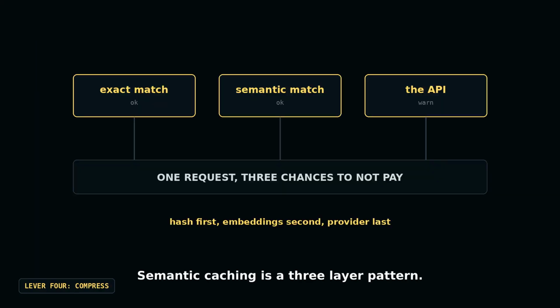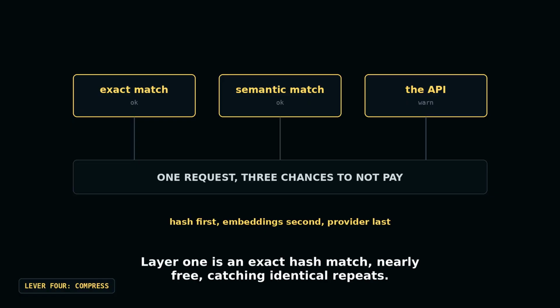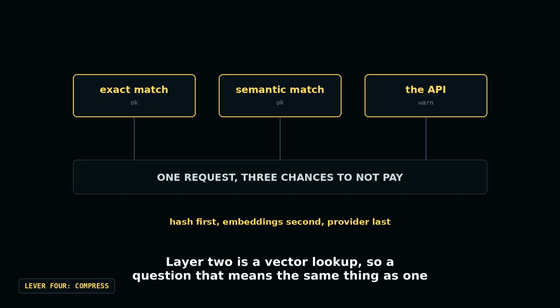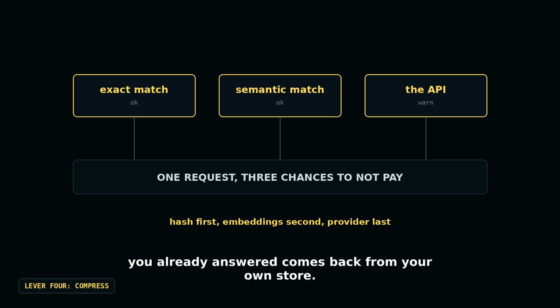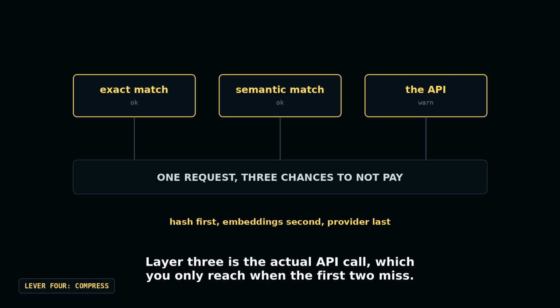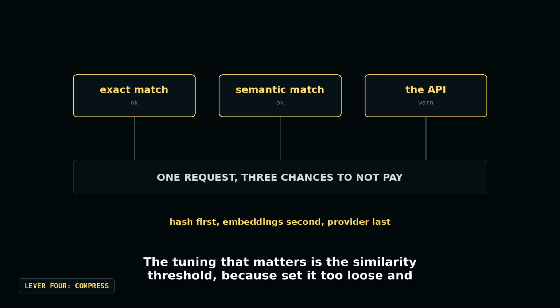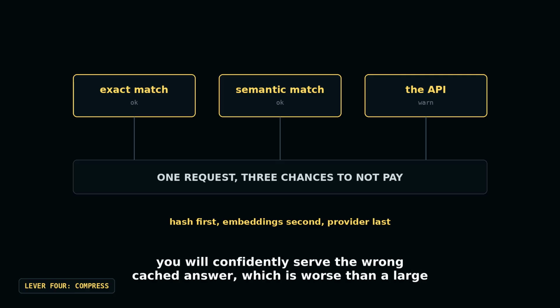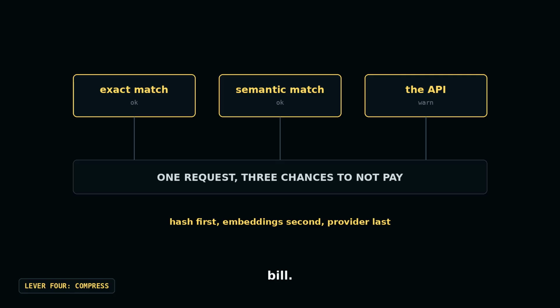Semantic caching is a 3-layer pattern. Layer 1 is an exact hash match, nearly free, catching identical repeats. Layer 2 is a vector lookup, so a question that means the same thing as one you already answered comes back from your own store. Layer 3 is the actual API call, which you only reach when the first 2 miss. The tuning that matters is the similarity threshold, because set it too loose, and you will confidently serve the wrong cached answer, which is worse than a large bill.